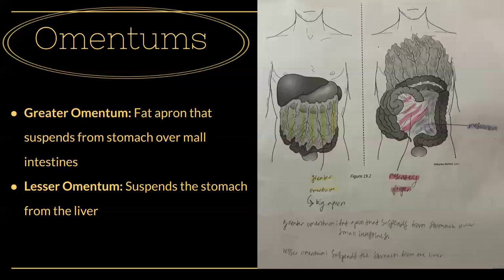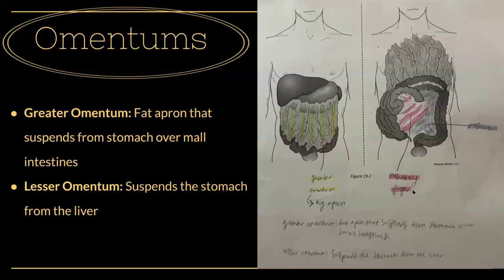All right, so now we're going to move on to your omentums. First, you have your greater omentum, so it's highlighted over here in yellow. And as I said on the other slide, it's basically just a fat apron that suspends from the stomach. So here's your stomach, and then it goes over all of the intestines. Sorry for the typo. I said mall, but it should be all intestines. All right, so I kind of think of it as like this fat apron.